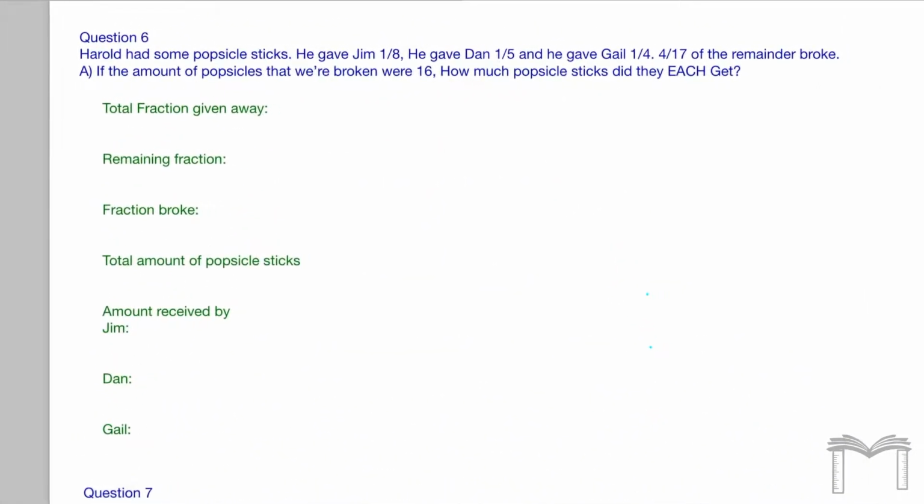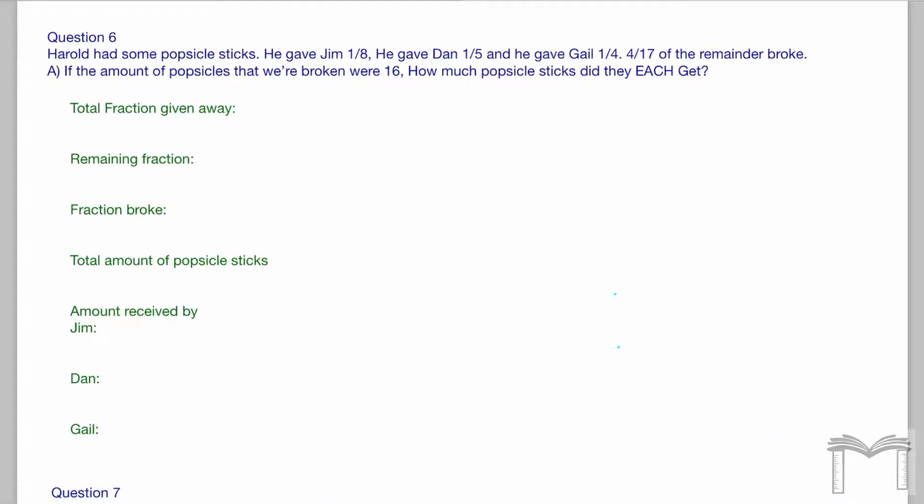Question 6. Harold had some popsicle sticks. He gave Jim 1/8, he gave Dan 1/5, and he gave Gail 1/4. 4/17 of the remainder broke. If the amount of popsicles that were broken was 16, how many popsicle sticks did they each get?